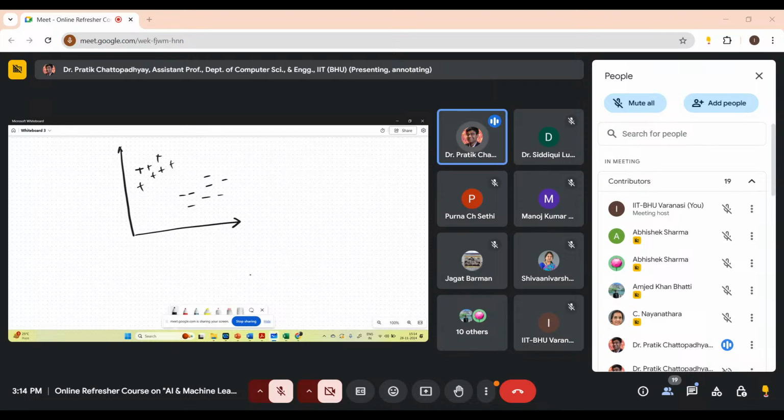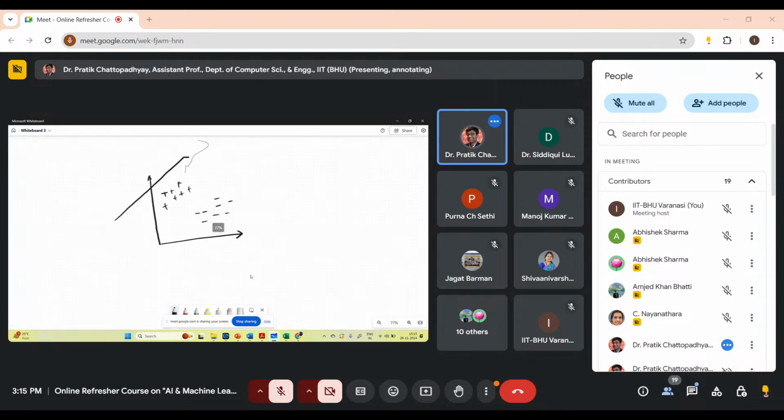And we want to fit a line that passes in between the two classes. These are the two classes. We want to get a line that passes in between the two classes.